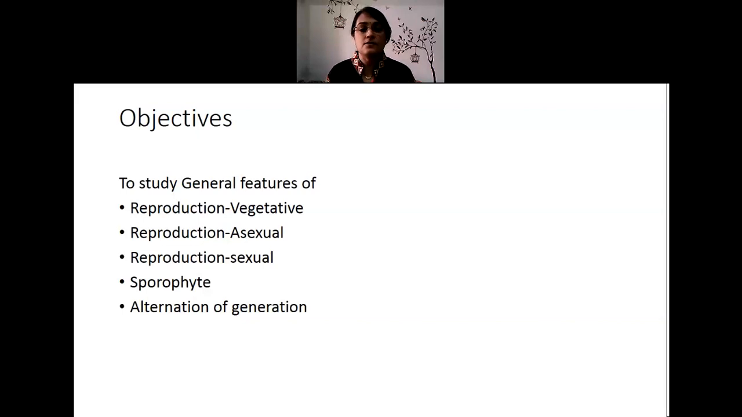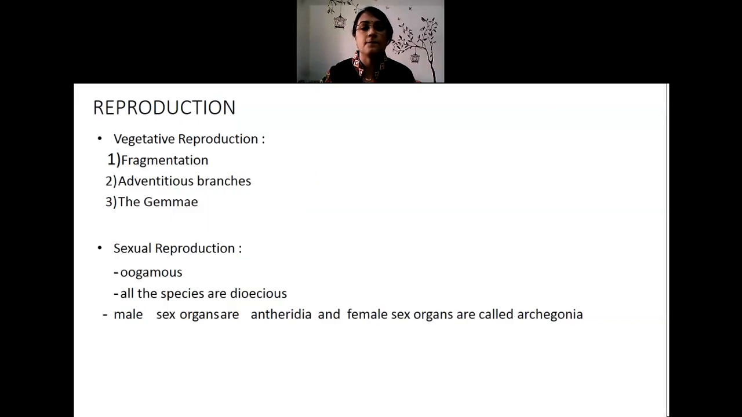Coming to the objectives of what is dealt with in this session: the study of the reproductive stages of Marchantia, the types of reproduction, that is vegetative, asexual and sexual methods, the study of the sporophyte, and the alternation of generation in the life cycle of Marchantia.